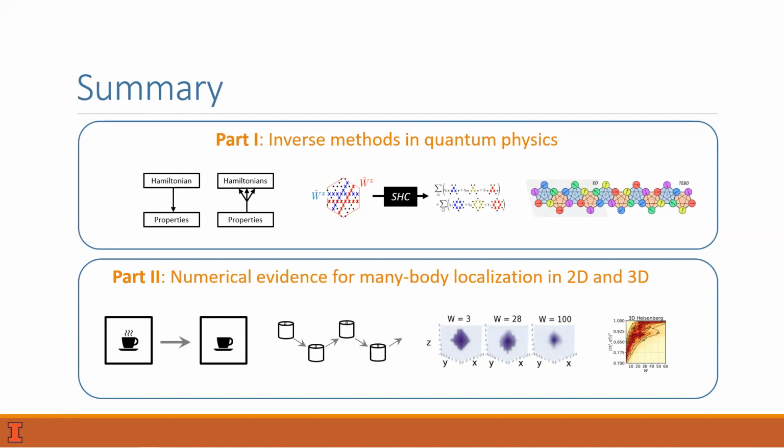I have a question. So can you also get localization due to irregularity in geometry? So you have been studying regular lattice structure, but can you also get localization due to, for example, studying on a random graph?